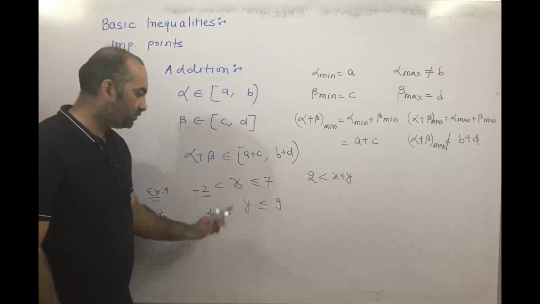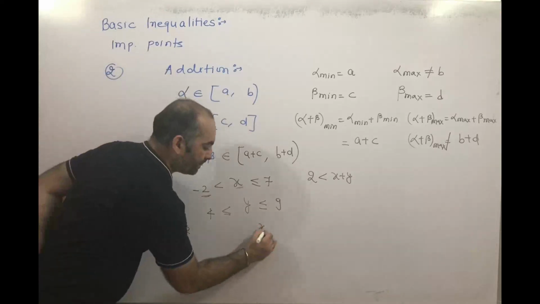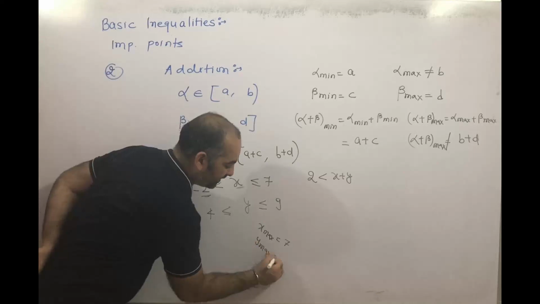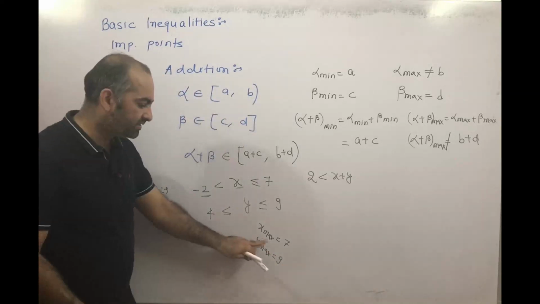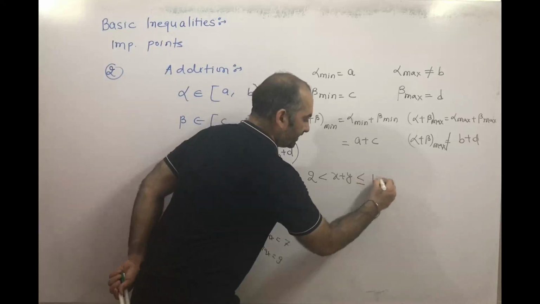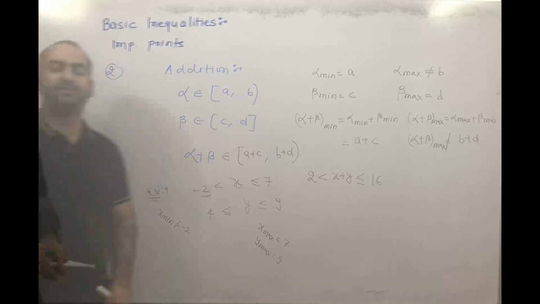Next, what is maximum? So what is x max? 7, and y max is what? 9. X max is 7, y max is 9. So x plus y max is what? 7 plus 9, that is 16, and equal to will come. So x plus y maximum is what? 16 possible.